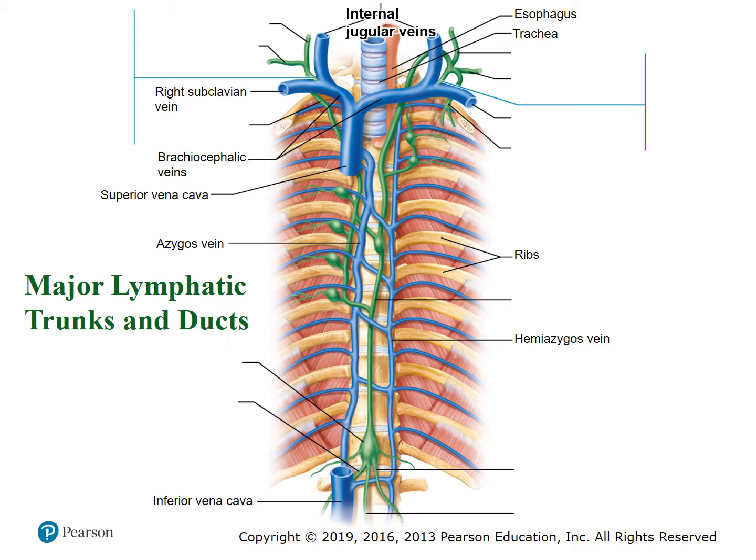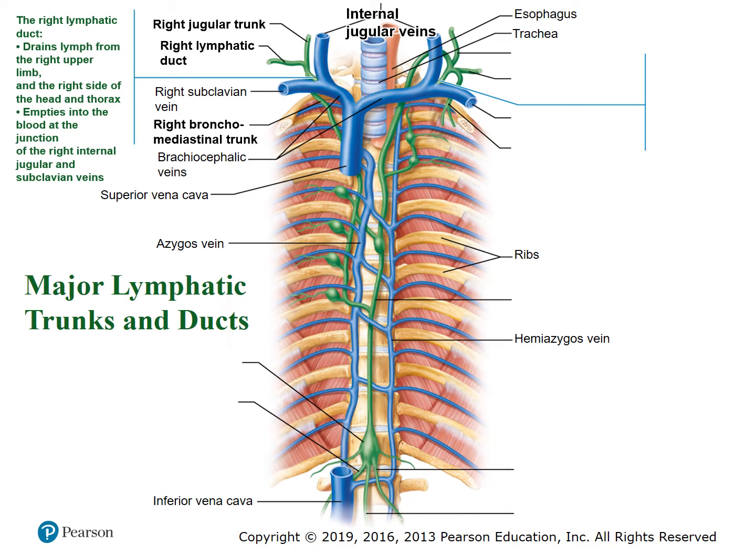So when we take a look at the right lymphatic duct, you're going to look at the top left of the diagram. So starting up at that top left, you have the right jugular trunk, which is responsible for draining lymph from the right side of the head and neck. You have the right lymphatic duct, which is responsible for draining lymph from the right arm. And you have the right bronchomediastinal trunk, which is responsible for draining lymph from the right side of the thorax. All of these together make the right lymphatic duct, which of course drains lymph from the right upper limb, the right side of the head, and the right side of the thorax. And so it's going to empty into the blood, as you can see here, at the junction of the right internal jugular and right subclavian vein.